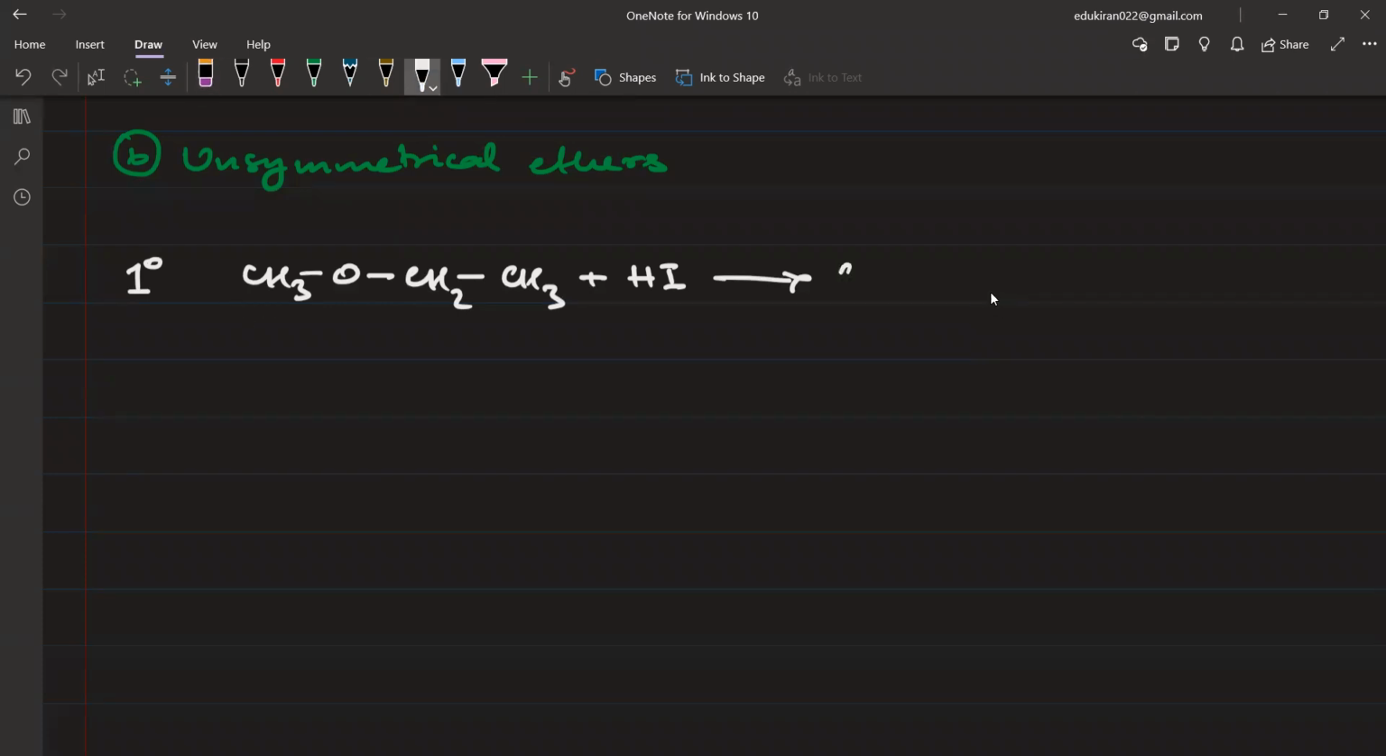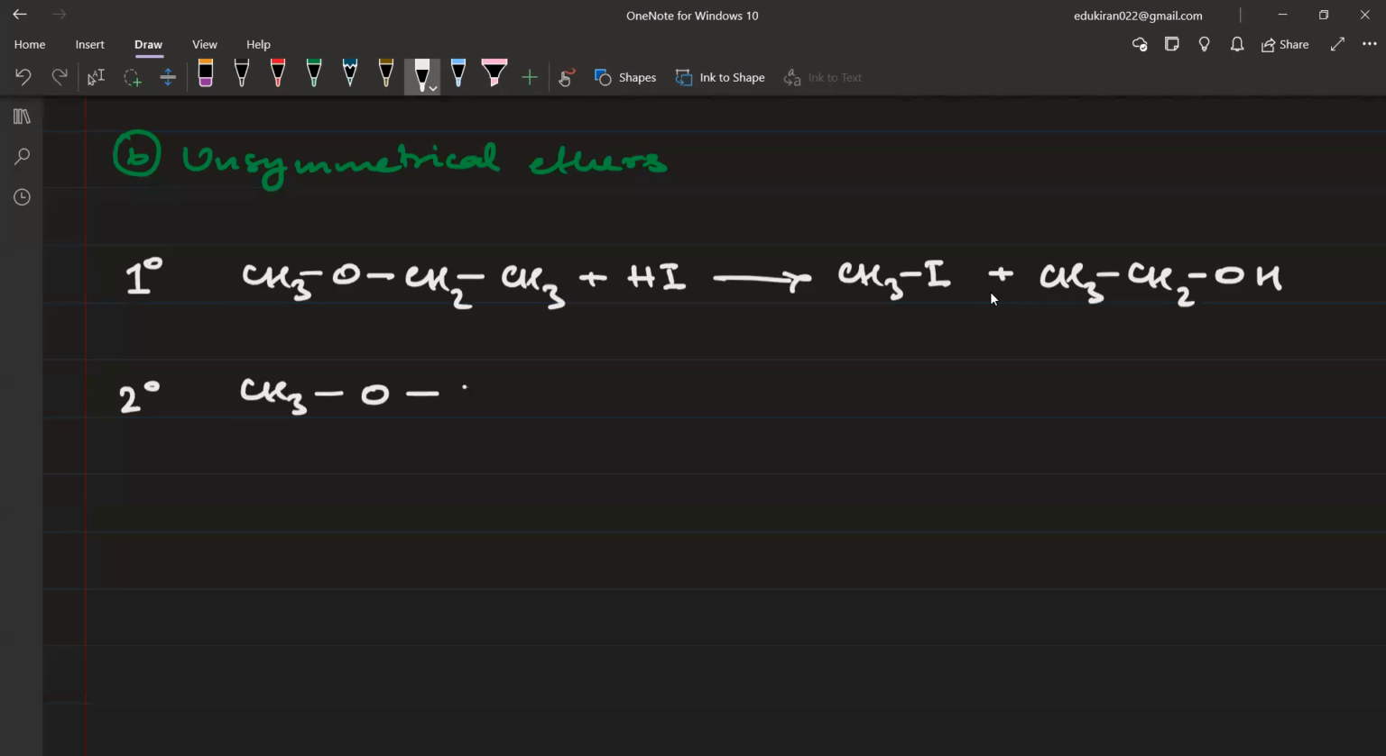So this will make alkyl halide. So you will get CH3I plus CH3CH2 OH. Second one, if you have 2 degree, then here also you are going to make less hindered because both of these are SN2 type of reactions. Okay. So here also you are going to get CH3.